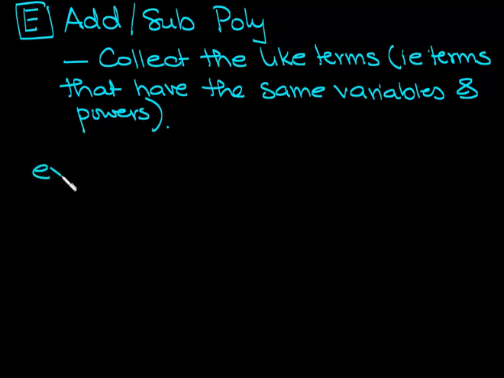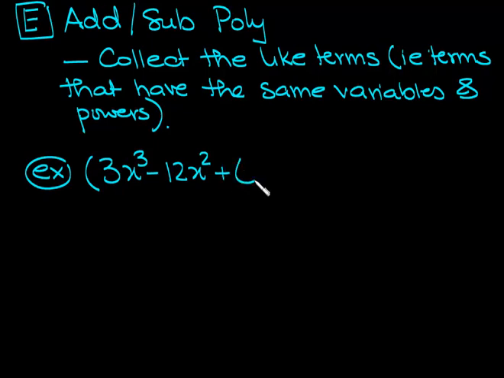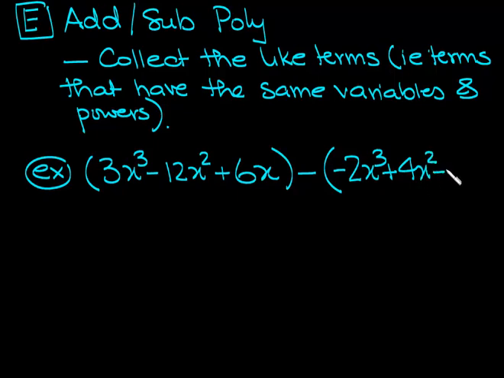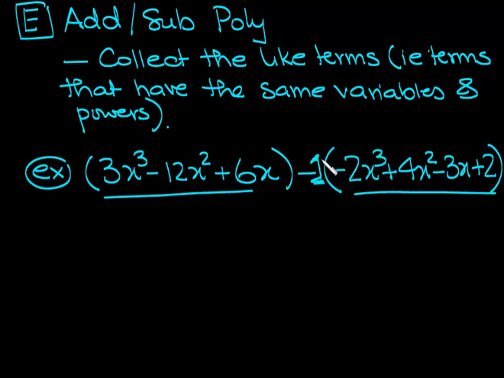So let's take a look at some examples right away. Let's say I have two polynomials, 3x cubed minus 12x squared plus 6x, and I'm going to subtract minus 2x cubed plus 4x squared minus 3x plus 2. So I'm going to take this polynomial and subtract this polynomial. Now before you do that, since we're subtracting and there's parentheses here and there's multiple terms there, we need to distribute that negative, or you can think of it as -1 that you're distributing.